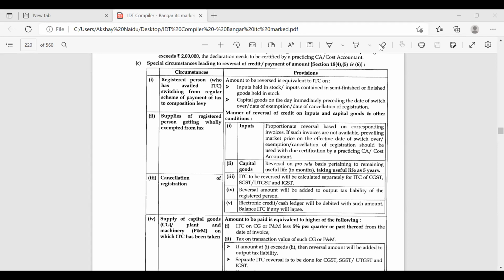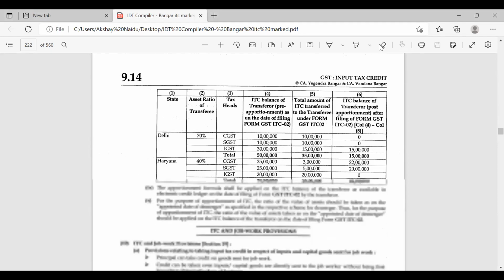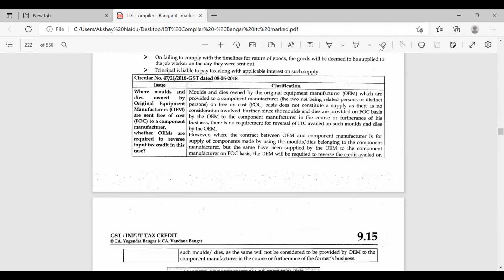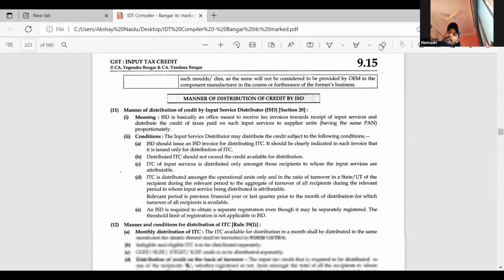Can anyone tell me what is the page number if you find the ISD concept? 9.1. This one.